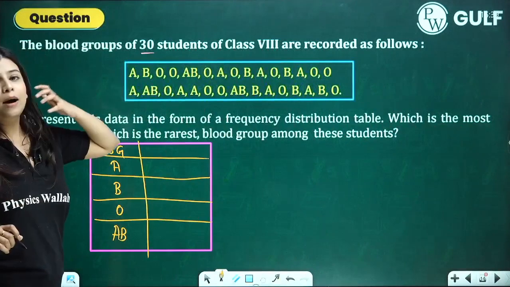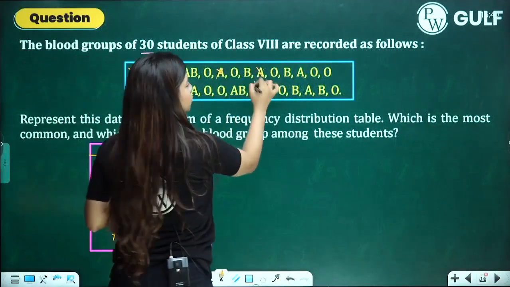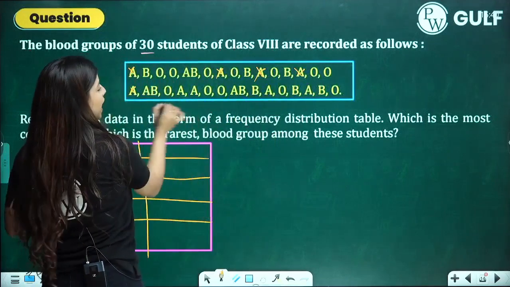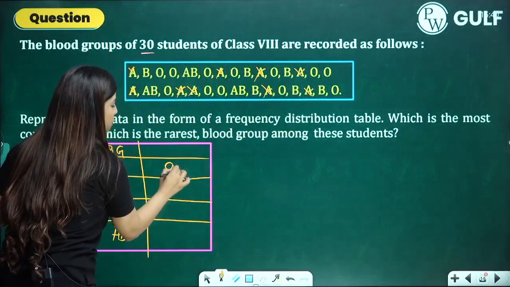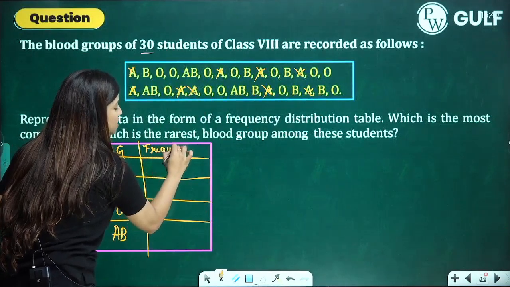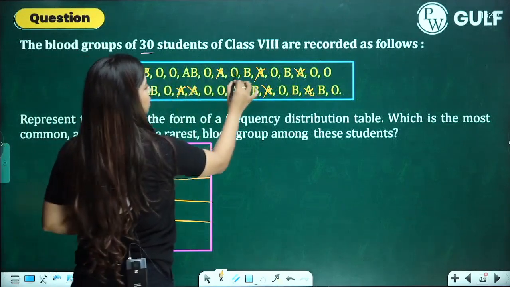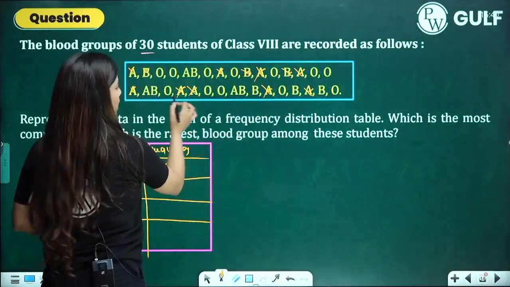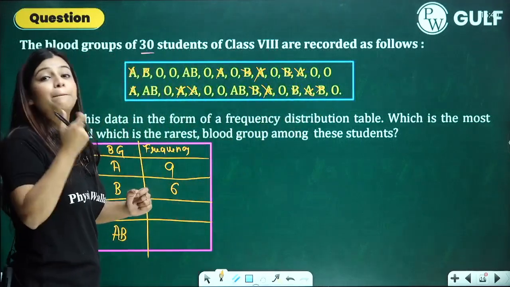So when we talk about blood group A, we have 1, 2, 3, 4, 5, 6, 7, 8 and 9. So 9 people have A blood group. This is the frequency. The next is B blood group. So 1 student, 2, 3, 4, 5 and 6. So 6 people have B blood group.